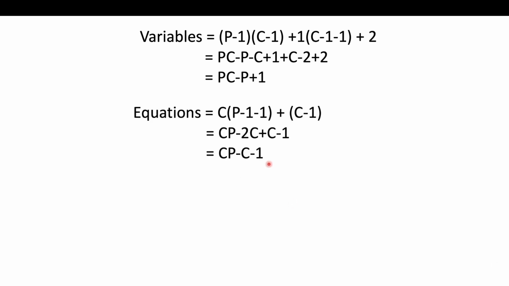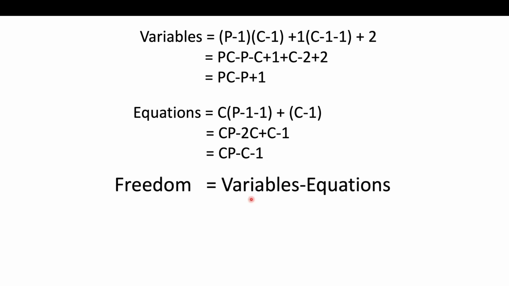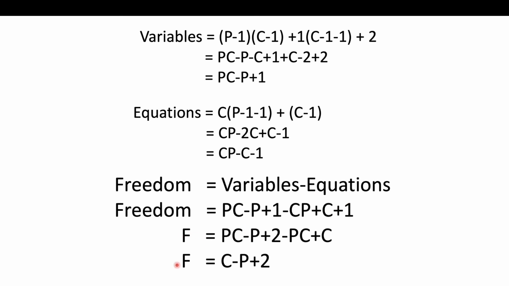And now in order to find out the degrees of freedom, we subtract variables minus equations, and we get the same equation again. So there is no need to change the Gibbs phase rule when you have phases with less components than in the overall system. The Gibbs phase rule still turns out to be P plus F is equals to C plus 2 even in this case.